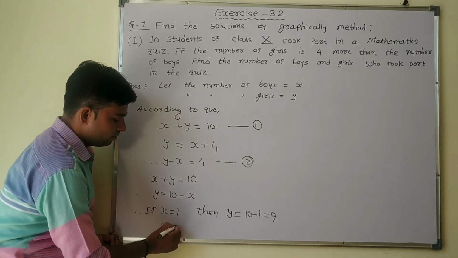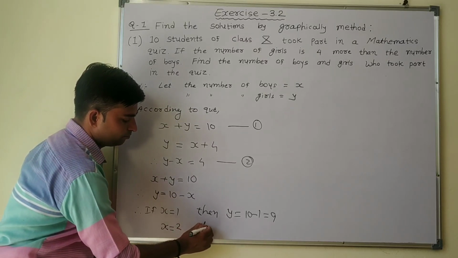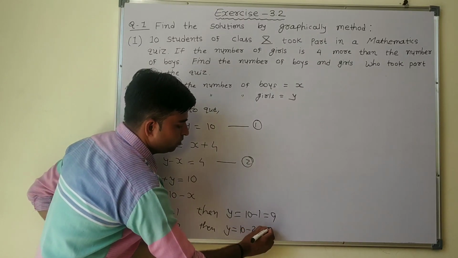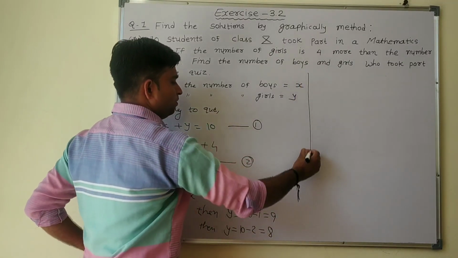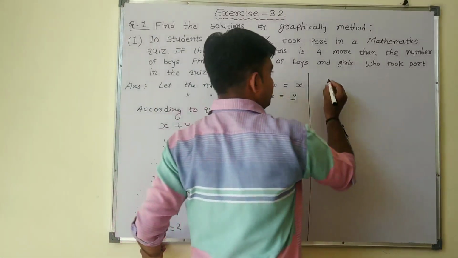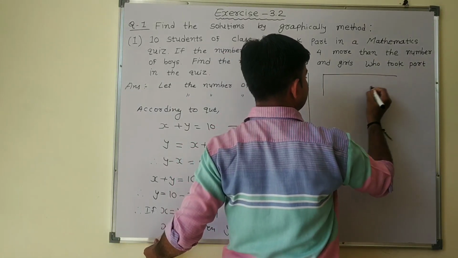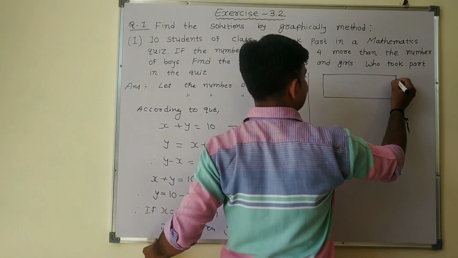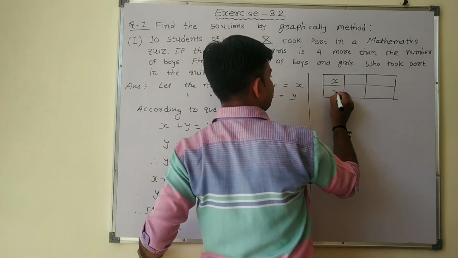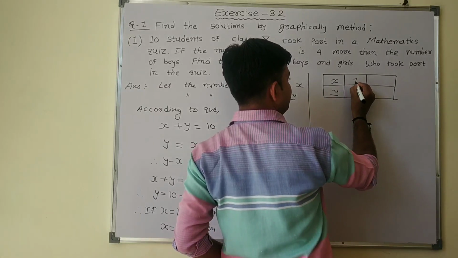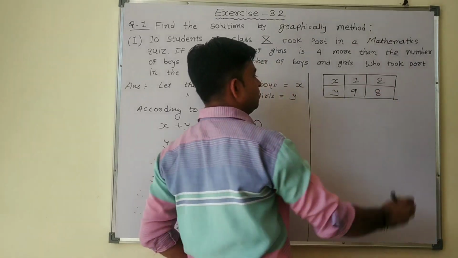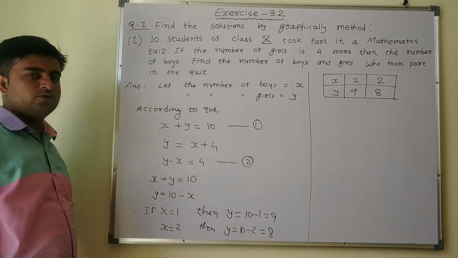If we take x equal to 2, then y is equal to 10 minus 2, which is equal to 8. So we get, if x equal to 2, then y is equal to 8. Now the solution table. So the first solution table, x and y. If we take x equal to 1, then y is equal to 9. If we take x equal to 2, then y is equal to 8. So this is the first solution table.